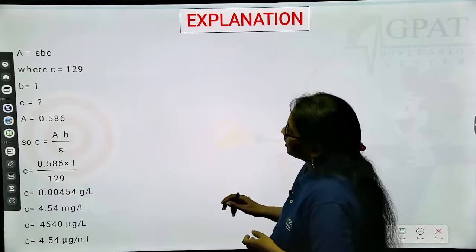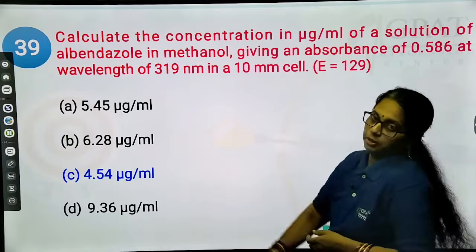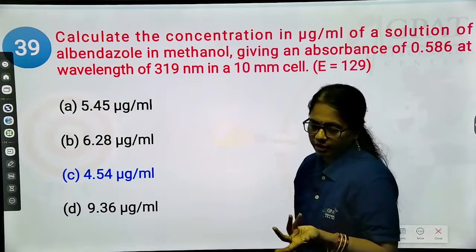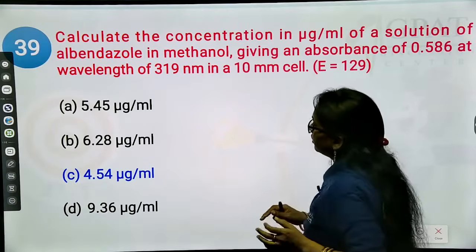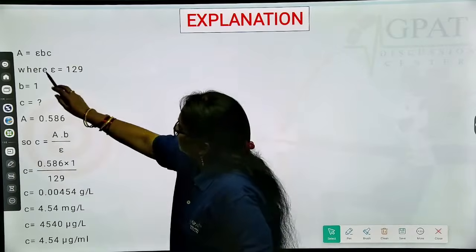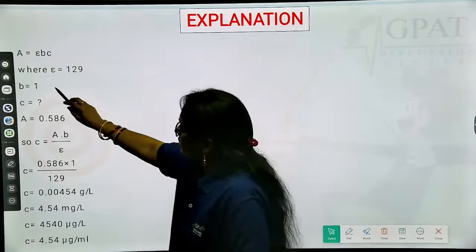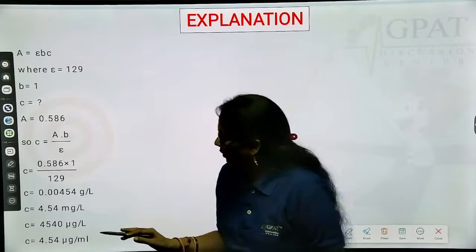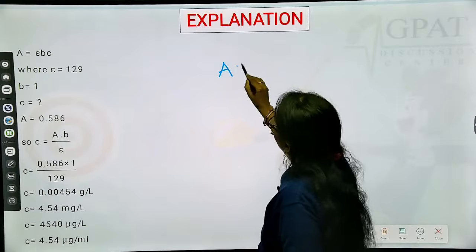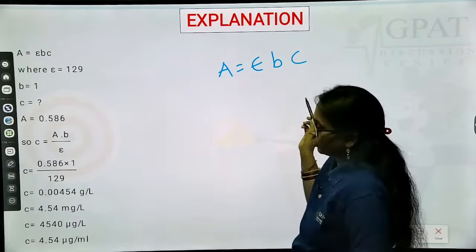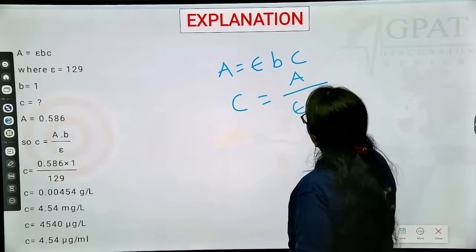Okay, but concentration-wise, what they have asked is microgram per ml. Generally what we get is gram per liter, but here they are asking microgram per ml. So let us see: the epsilon value they have given, B is 1, 10 mm means 1 centimeter, and the absorbance is 0.586. So if you use A equal to epsilon into B into C, we need to calculate C. How are we going to do that? C equal to A by epsilon into B.